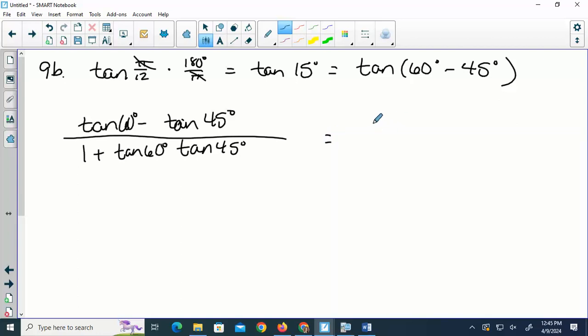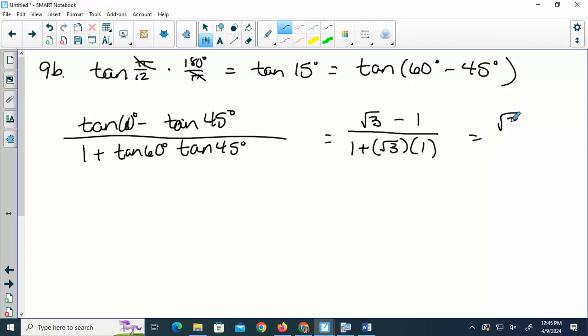What is the tangent of 60? Minus, what is the tangent of 45? Over 1 plus, what is the tangent of 60? And the tangent of 45?